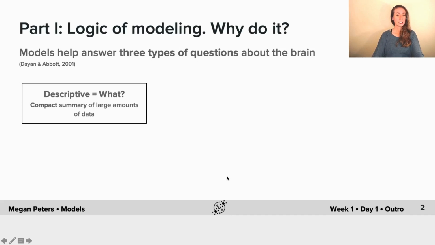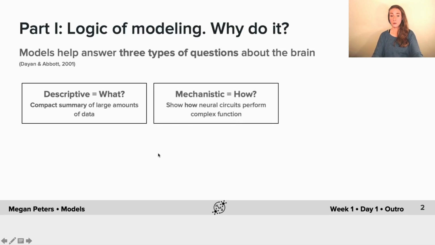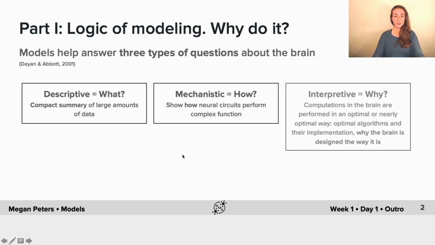The first is a descriptive question about what is happening in a system. Or maybe this is a mechanistic question about how a system is actually working. Or finally, this could be an interpretive question about why a system behaves in the particular way that it does. So the models that we built today, and the models that we build in general, can help us ask some of these broad categories of questions.